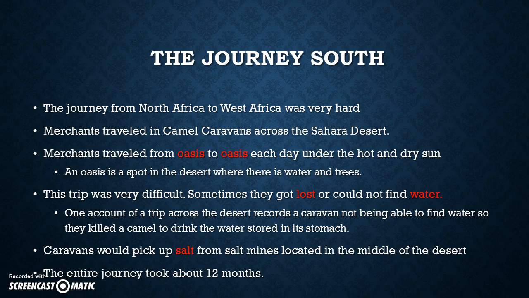The journey from North Africa to West Africa was very hard. Merchants traveled in camel caravans, like I said, across the Sahara Desert. They would travel from oasis to oasis each day under the hot, dry sun. An oasis is a spot in the desert where there's water and trees. This trip was very difficult. Sometimes they would get lost or couldn't find water and would die. One account of a trip across the desert records a caravan not being able to find water, so they had to kill a camel in order to drink the water stored in its stomach. Caravans would pick up salt from salt mines located in the middle of the desert. The entire journey took about 12 months.